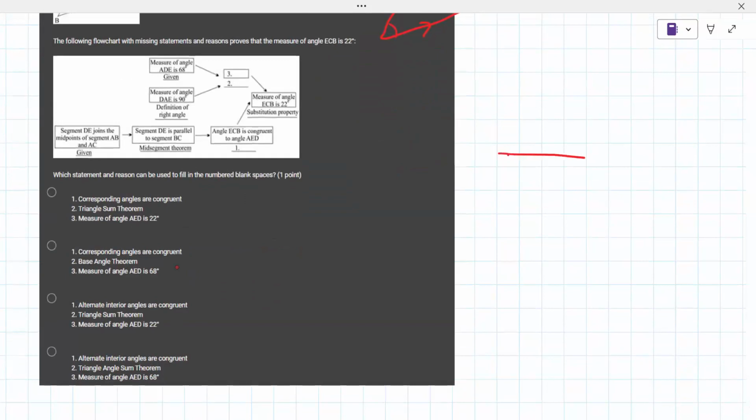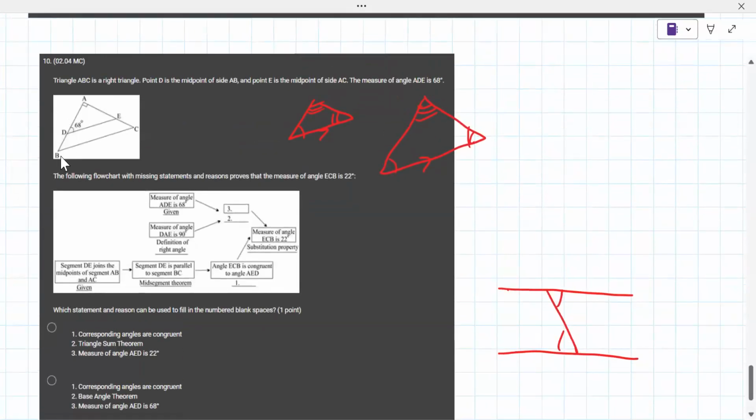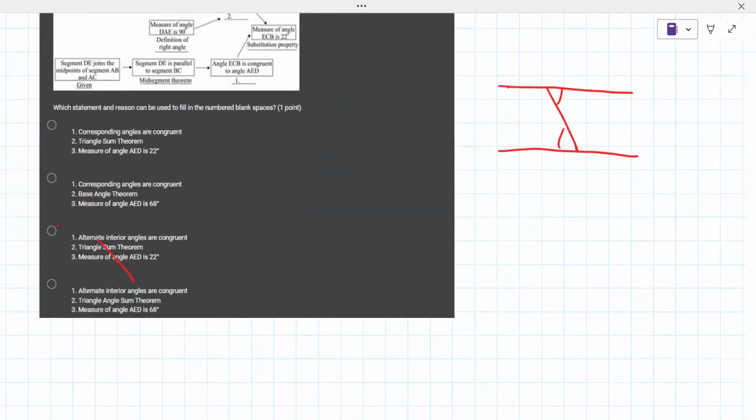So that would be like if they were cut by a transversal, okay, and they were on the other sides. But these are like same side. So it's definitely not these two. Okay, so it's definitely the corresponding angles are congruent.